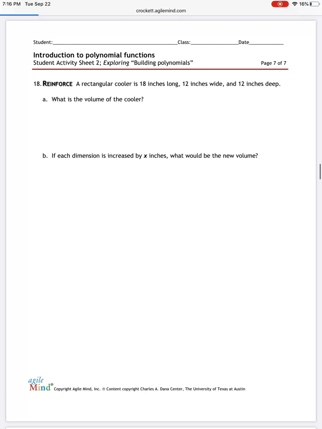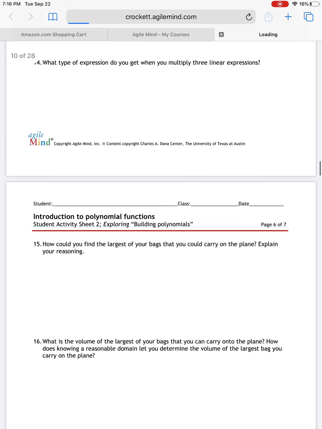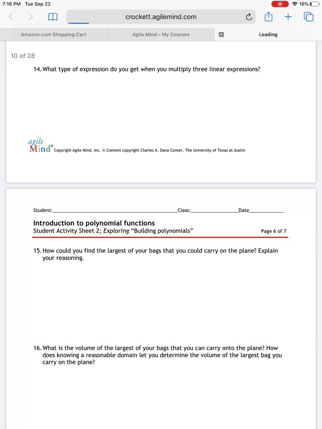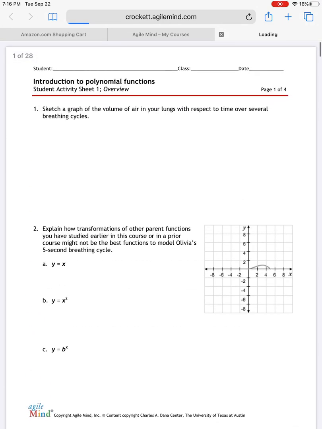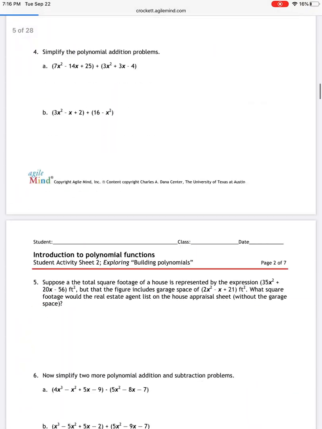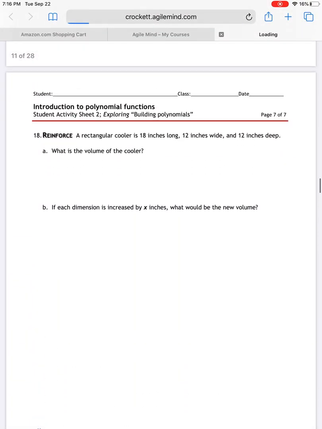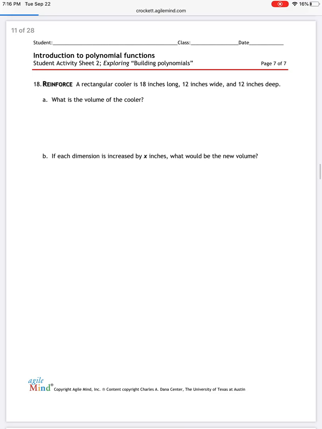All right, 18 is almost exactly what we did just then. So I'm going to get you started, and then I want you to do it on your own. It's loading. I don't know if it's going to work. Let me go back. All right.